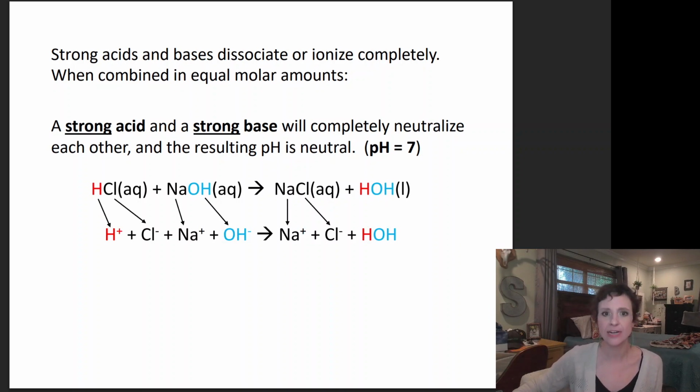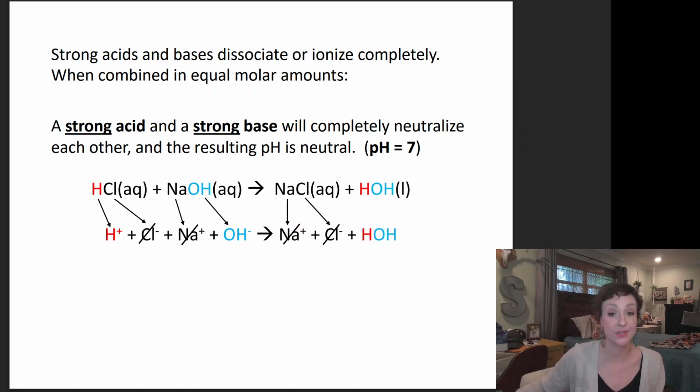So what I'm going to break down here is kind of like our complete ionic equation. You're like, oh my gosh, we're not going to get into that this unit, but we are going to use that concept of creating a complete ionic equation to understand how this neutralization occurs. So yes, 100% of the time, hydrochloric acid is going to break up into its ions. 100% of the time, sodium hydroxide is going to break up into its ions. This is a soluble salt that I've created here. Sodium chloride will break up into its ions. And then water, liquid water, that's your only molecule in here.